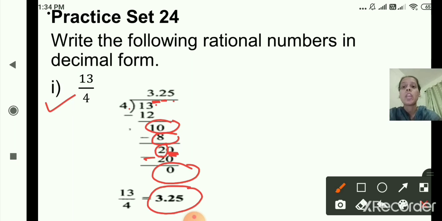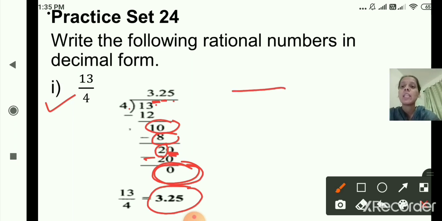So this is which type of rational number? Terminating or recurring decimal form? This is terminating decimal form, where we are getting 0 as the remainder. Hope we are clear with the first sum.